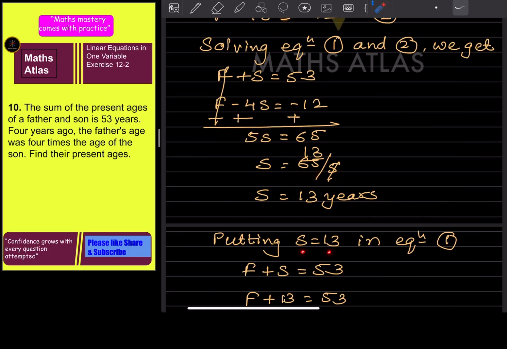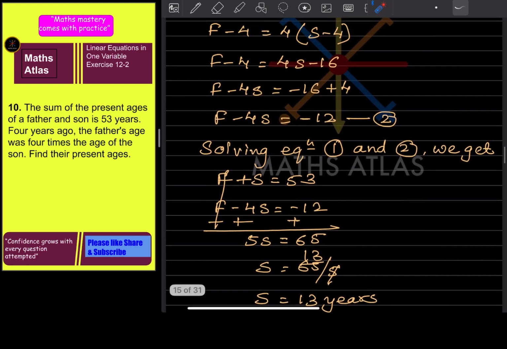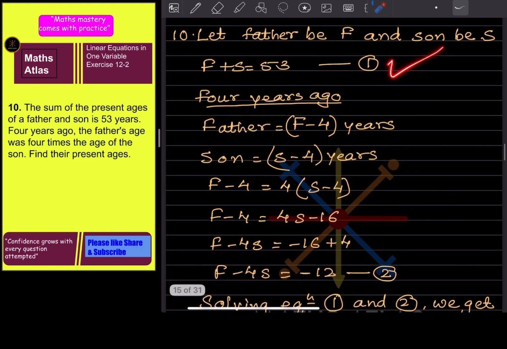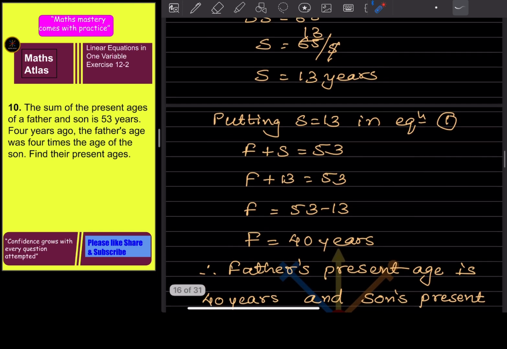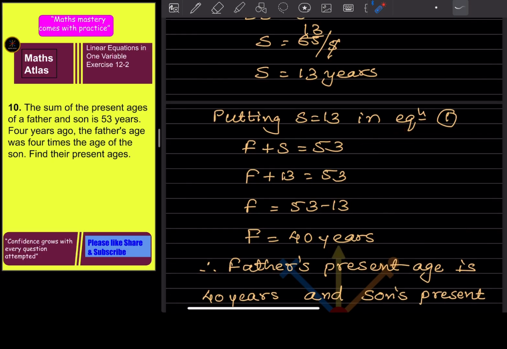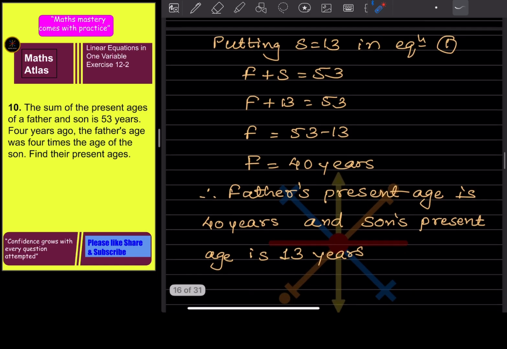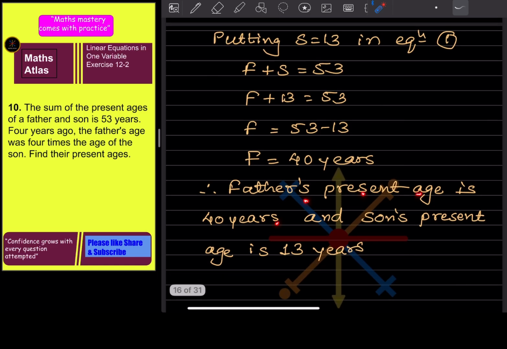So putting S is equal to 13 years in equation number 1. So equation 1 was this one. This is the same equation written here. So in place of S, you are going to put 13, rest all the same. So F is going to be 53 minus 13, so F is going to be 40. So they said find the present ages. So father's present age is 40 years and son's present age is 13 years.